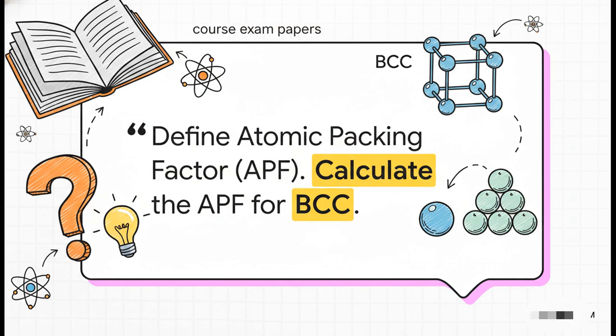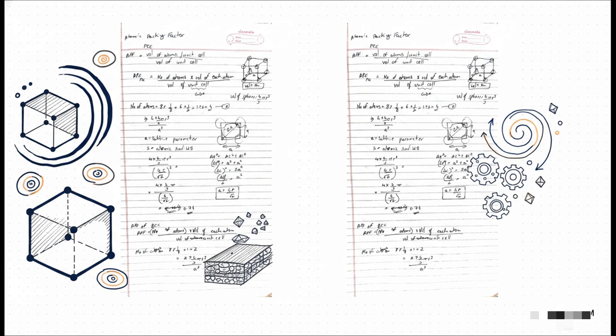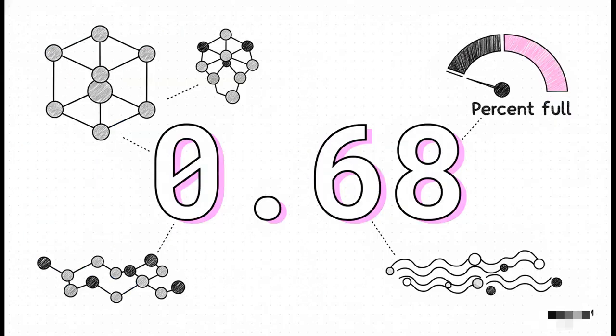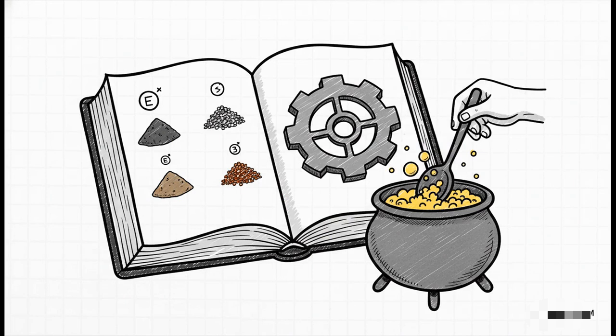So let's solve it. On the left, that's the BCC structure, and on the right, you can see the calculation. And this tells us something brilliant. The APF for this structure is 0.68, or 68% full. All right, let's build on that.